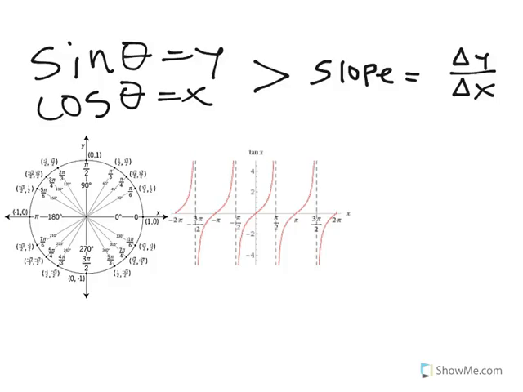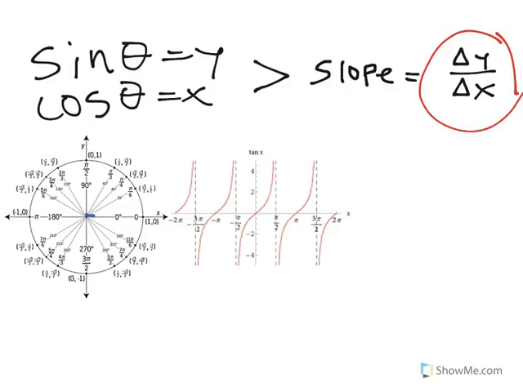The next thing that we'll be looking at is tangent as slope. We've already defined sine of theta as y and cosine of theta as x. And if you recall, slope is delta y over delta x. If we come over here to the unit circle, you can see that for any degree of theta, the delta y and the delta x correspond to sine and cosine. I'm going to clean this up real quick.